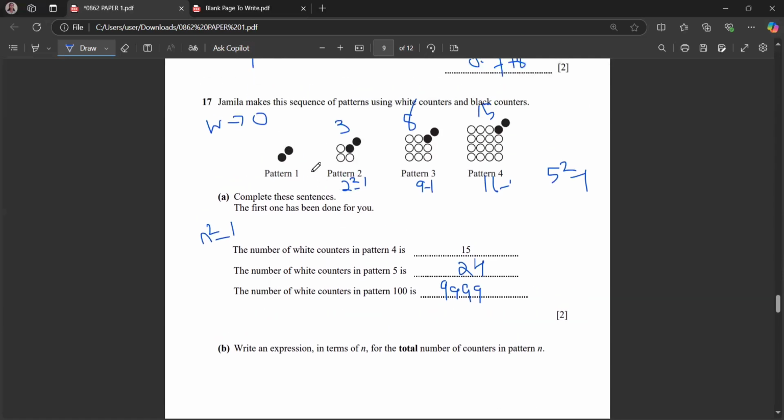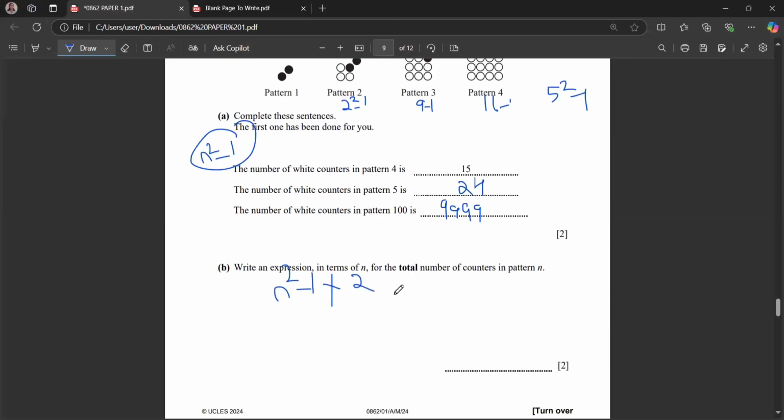See, the total counters, if you notice, it is number of white counters plus 2, isn't it? There are 2 black counters in every pattern. So the number of white counters plus 2 is the pattern. That means the general pattern is n square minus 1 for white counters, right? So what you can do is n square minus 1 plus 2, which gives n square plus 1. So n square plus 1 is the answer.